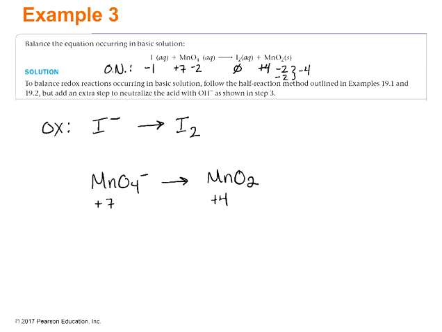It's becoming less positive, right? So it's going to gain electrons. So is that oxidation or reduction? Reduction.